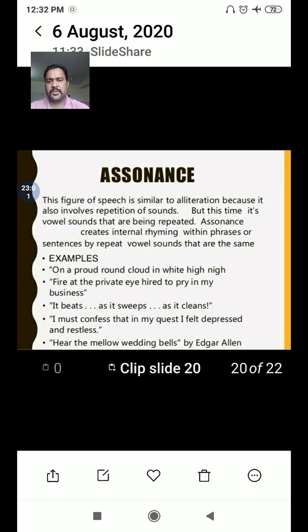Next is assonance. So this figure of speech is similar to alliteration because it also involves repetition of sound, but this time it's vowel sound. So repetition of vowel sound is called assonance, and repetition of consonant sound is called consonance. So there is another poetic device, consonance also. Here we have the example. "On a proud round cloud in white high night, fire at the private eye hired to pry in my business." "Hear the mellow wedding bells," by Edgar Allan Poe. All these are the examples of assonance.